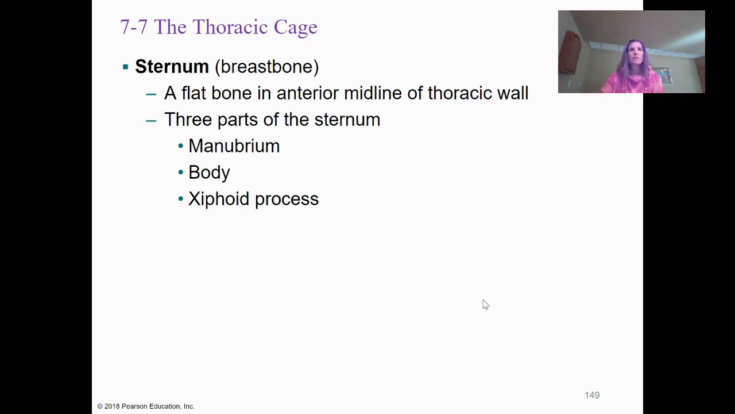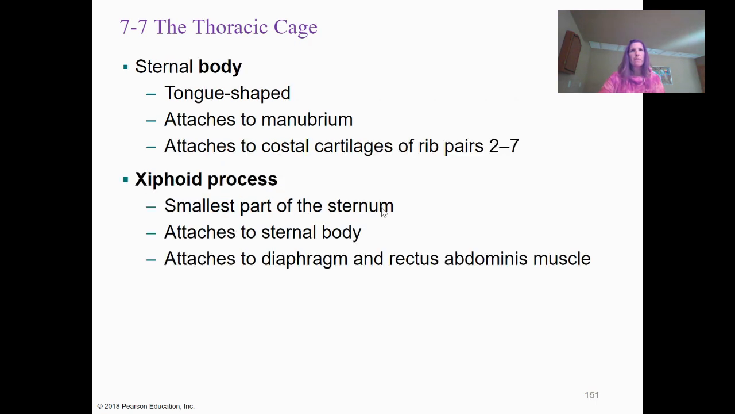Okay, the sternum, flat bone, okay, midline. This is your sternum. There's 3 parts: the manubrium, the body, and the xiphoid process. And you do have to know these. They are landmarks that you have to be familiar with. The sternal body, and we'll take a look at this in a second, is tongue-shaped. It attaches to the manubrium, and this attaches to the costal cartilage of ribs pairs 2 through 7.